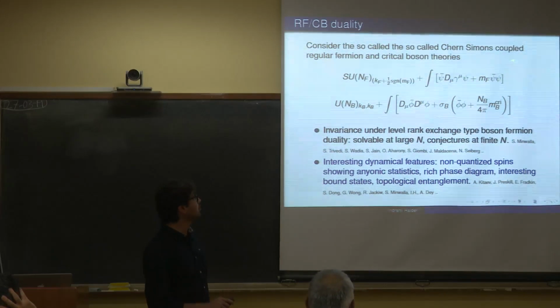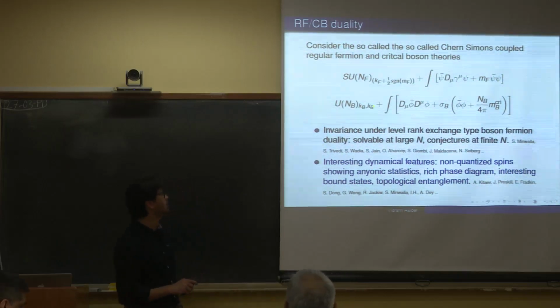We will call this the regular fermion theory, and then this is the second theory in which we have a Wilson-Fisher boson which is otherwise free and it interacts with U(N_B) Chern Simons interaction at level K_B. You can consider U(N_B) as SU(N_B) times U(1), and these 2 levels refer to the level of U(1) and SU(N) separately.